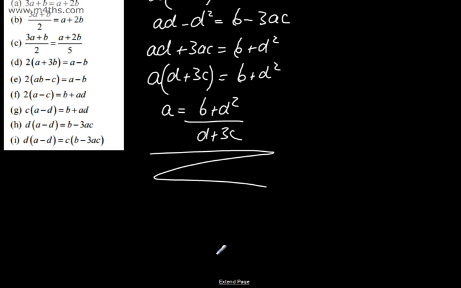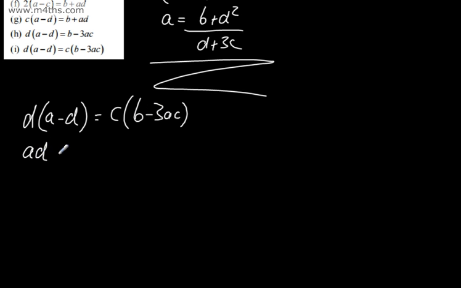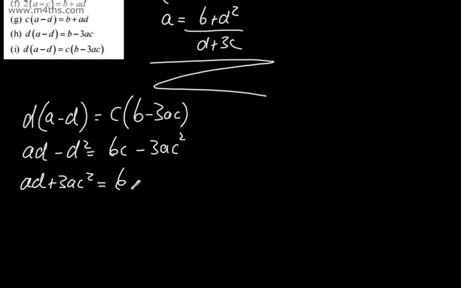We'll do the last one. I think, yeah, let's do this one. d bracket a minus d is equal to c bracket b minus 3ac. So expanding the bracket on the left, ad minus d squared is equal to bc minus 3ac squared on the right. I'll give you a second if you just want to think about that, because I did that relatively quickly. ad plus 3ac squared is equal to b times by c plus d squared.